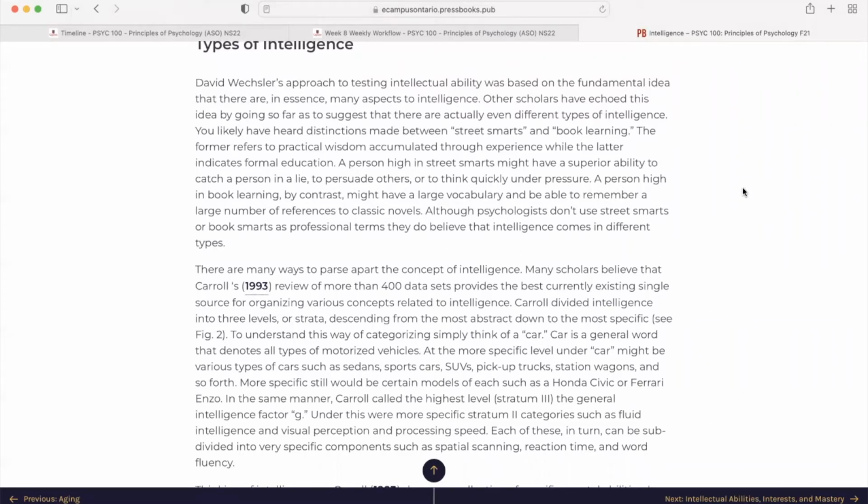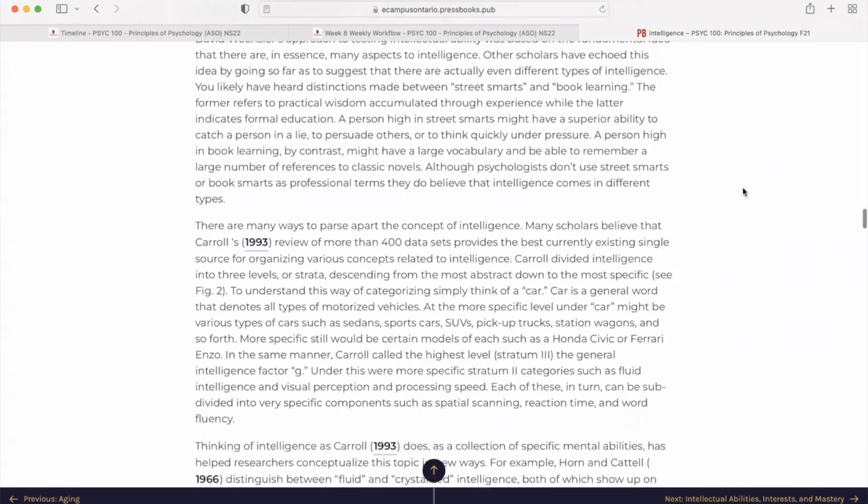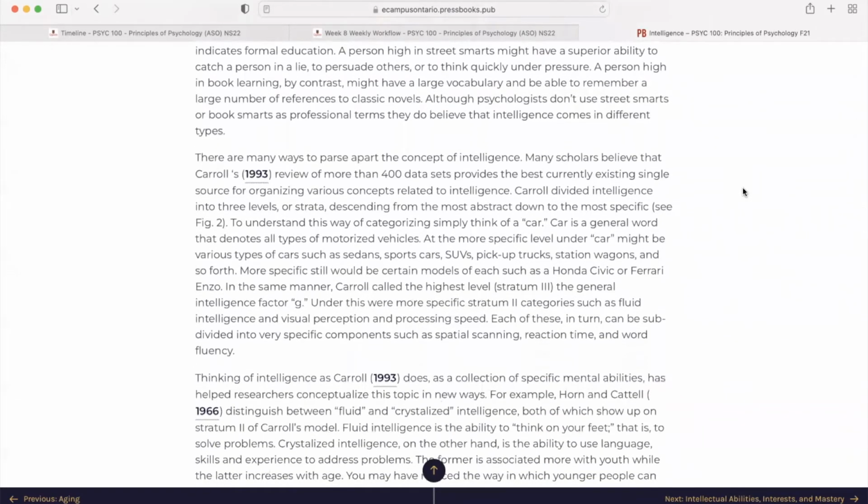A person high in street smarts might have a superior ability to catch a person in a lie, to persuade others, or to think quickly under pressure. A person high in book learning, by contrast, might have a large vocabulary and be able to remember a large number of references to classic novels. Although psychologists don't use street smarts or book smarts as professional terms, they do believe that intelligence comes in different types. There are many ways to parse apart the concept of intelligence.